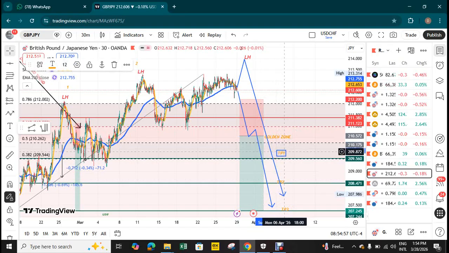So GBP JPY, Euro JPY, they work hand in hand. When GBP JPY is going down, Euro JPY is going down. When Euro JPY is going up, GBP JPY is going up. But sometimes it's slow. One might be slower than the other, one might be faster than the other, but they do the same thing. So that's that on pairs for this week, and pairs which I talked about last week.